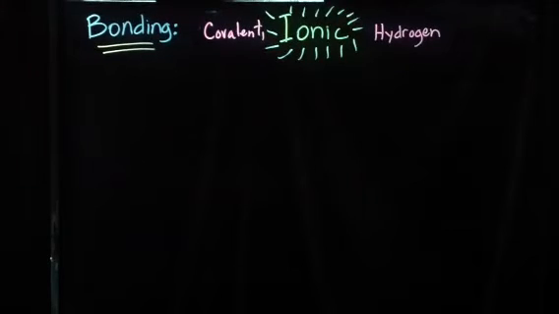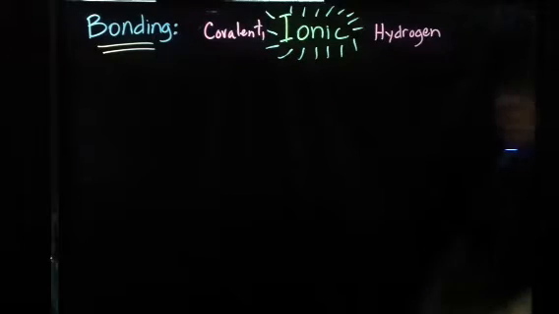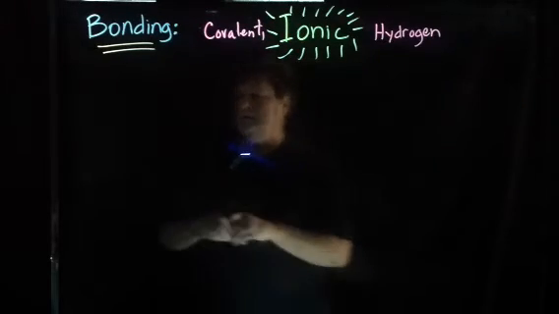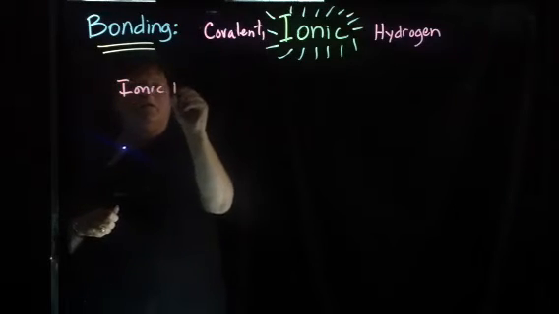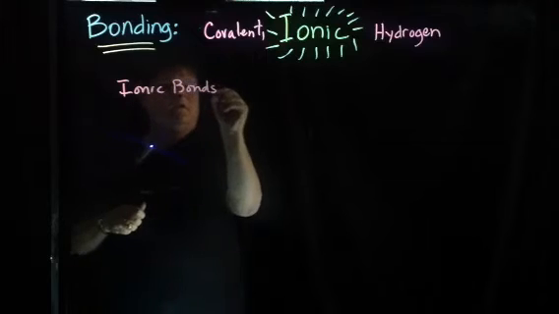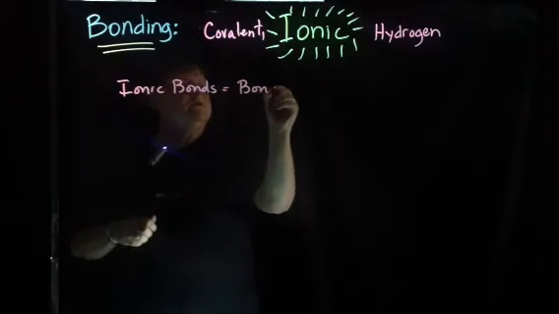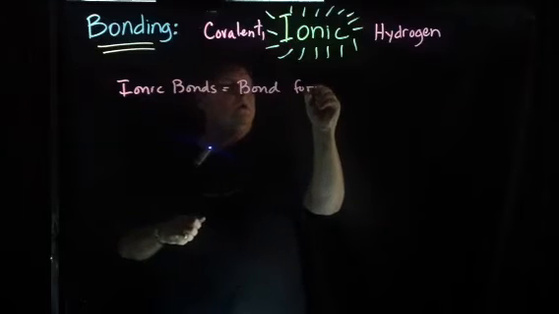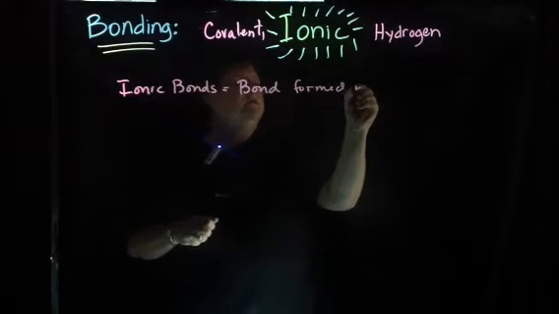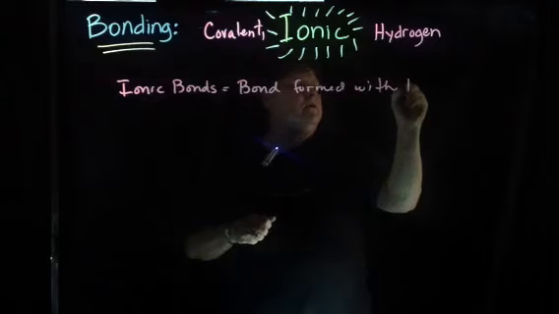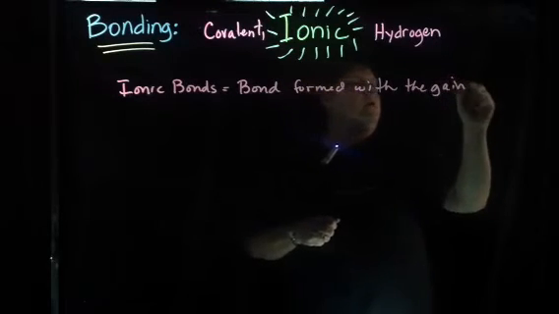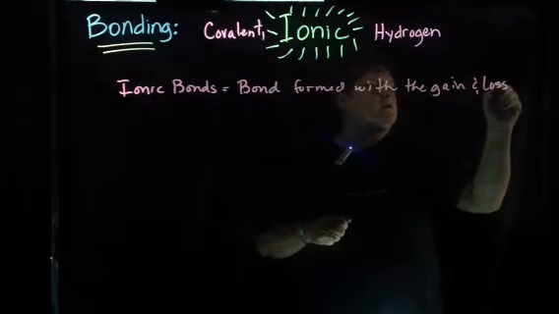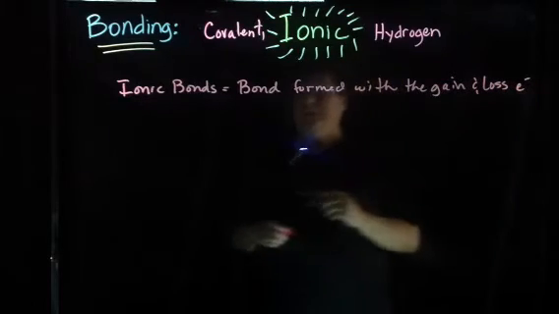Okay, now let's talk about ionic bonding. Ionic bonds are formed with the gain and loss of electrons. Okay?